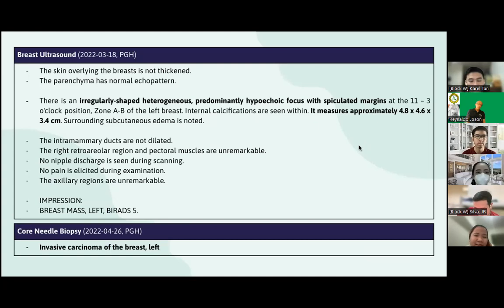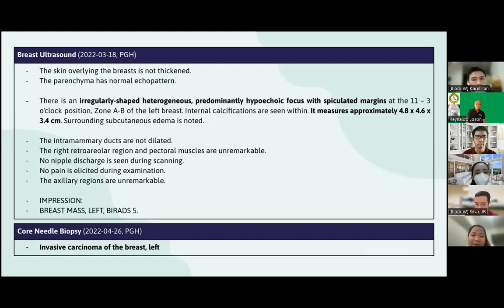So ito po yung results ng mga ancillary procedures done on our patient. For breast ultrasound, there is an irregularly shaped heterogeneous, predominantly hypoechoic focus with spiculated margins, which measures approximately 4.8 by 4.6 by 3.4 centimeters. This was done in March last year po, prior pa po niya ma-diagnose via histopath and prior niya pa po mag-start ng neoadjuvant therapy.